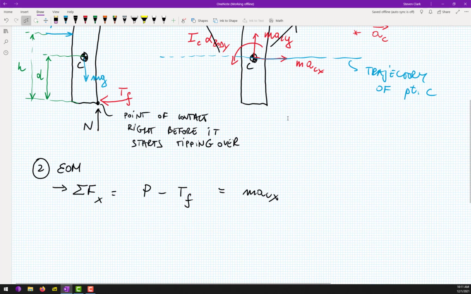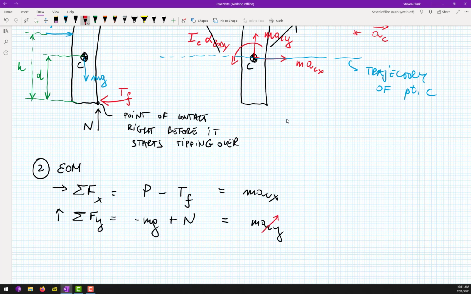Okay, in the y direction, there is also something happening. Yes, we have minus mg plus N, and this is equal to m ACY, yeah? But you guys told me that this is 0. So this is 0. And we found normal force acting on that corner. So N is equal to mg. Great.